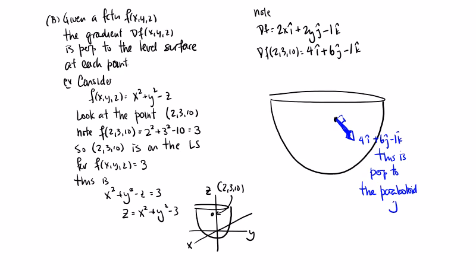And the paraboloid, of course, is the level surface for f equals 3. So we always get something perpendicular to the level curve or to the level surface. So keep that in mind. That last fact about being perpendicular to the level surface will be important for 13.7. So with that, I'm going to end this section.